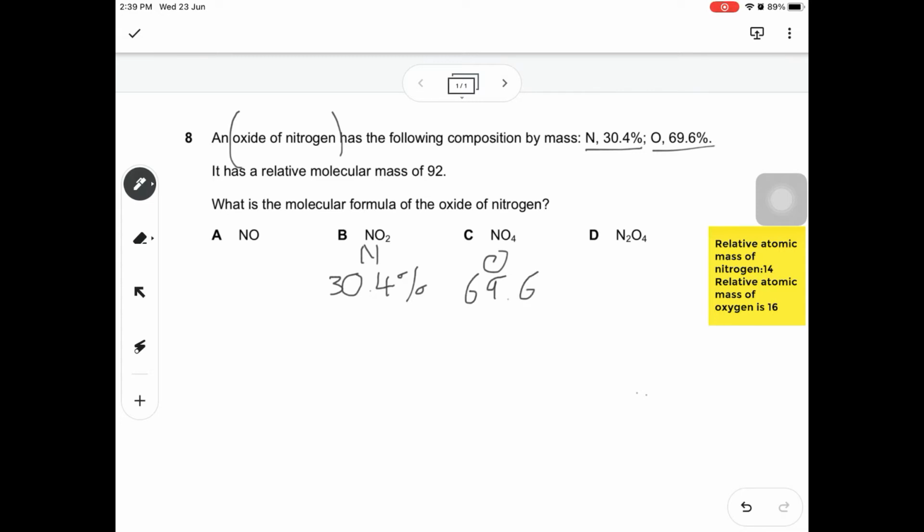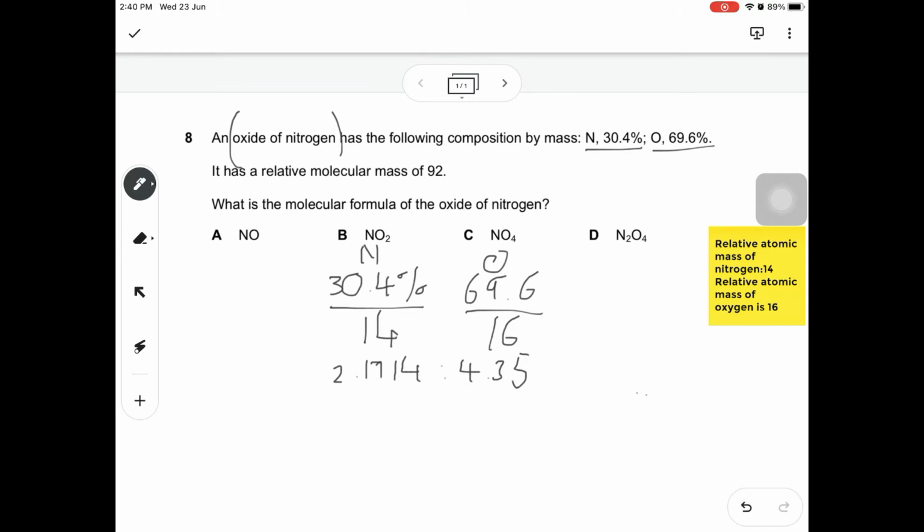And then the second method, we take the percentage divided by the respective relative atomic mass of nitrogen and oxygen. So for nitrogen, it's divided by its own relative atomic mass of 14. And oxygen is also divided by its own relative atomic mass of 16. So we divide it. So we get 2.1714. And then for oxygen, we get 4.35.